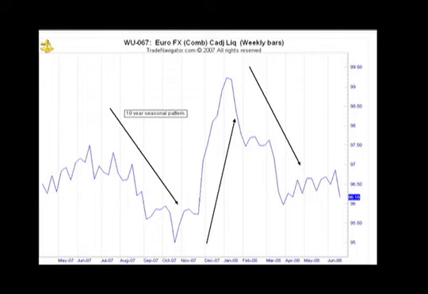The issue is, when you use seasonal analysis, folks, that we all have to understand that due to the fact that each year is different, you're going to be faced with different circumstances. Not every year is going to be the same.